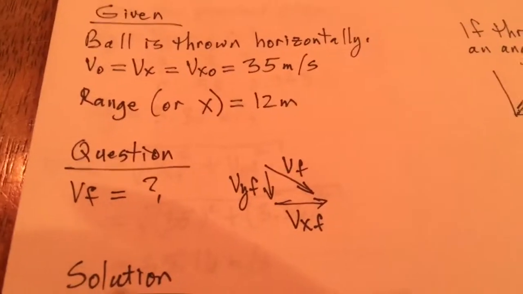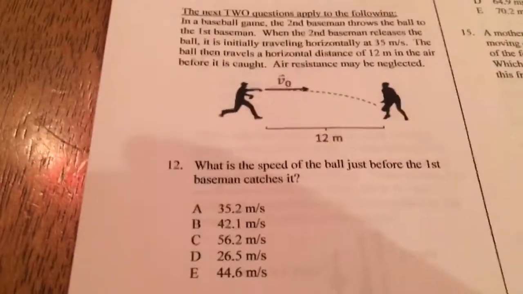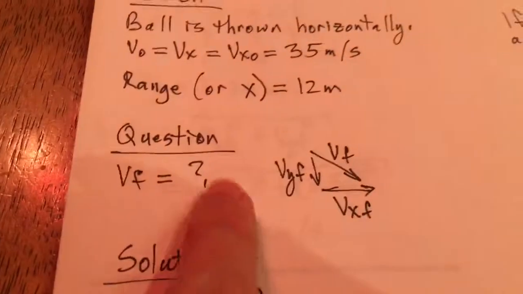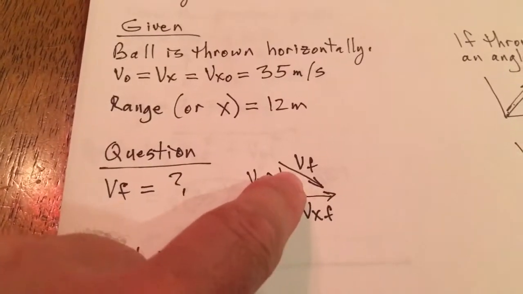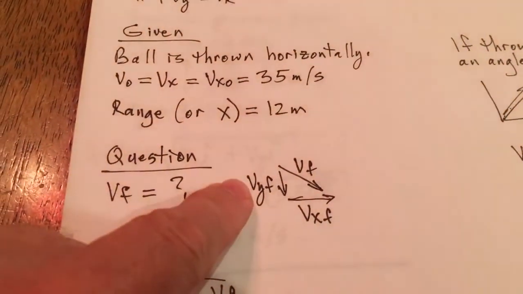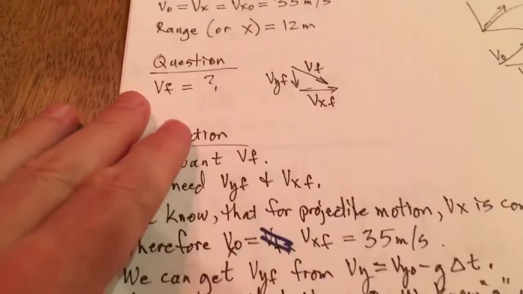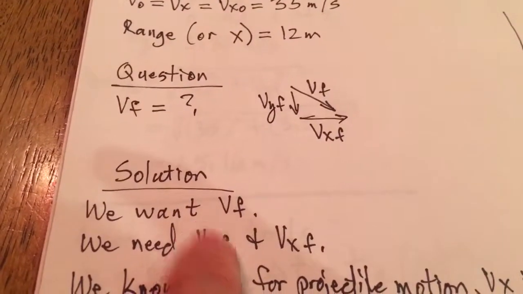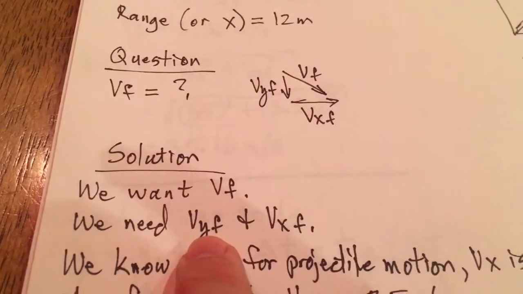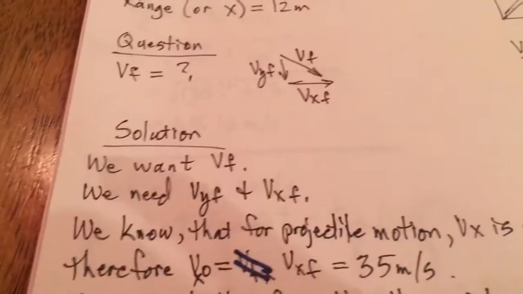And so then we've got the question here: what is the speed of the ball just before the first baseman catches it? So we're looking for the final velocity, and note that final velocity is sort of a resultant, and we need to get the y and x components of that. So the solution is we want the final velocity in the y and x, those components of the final velocity.